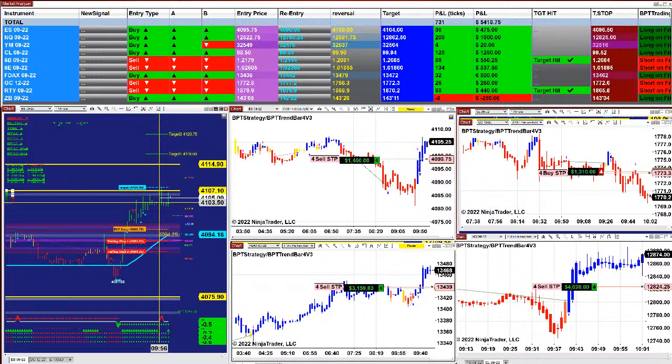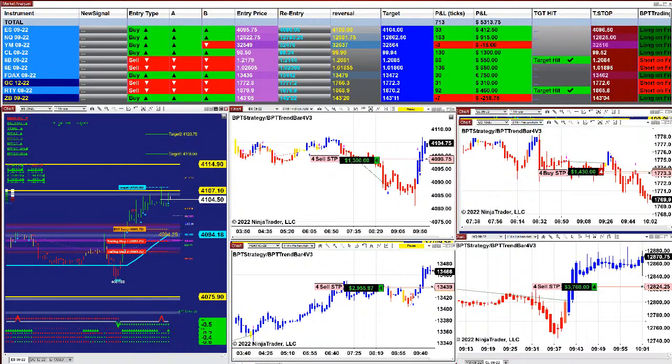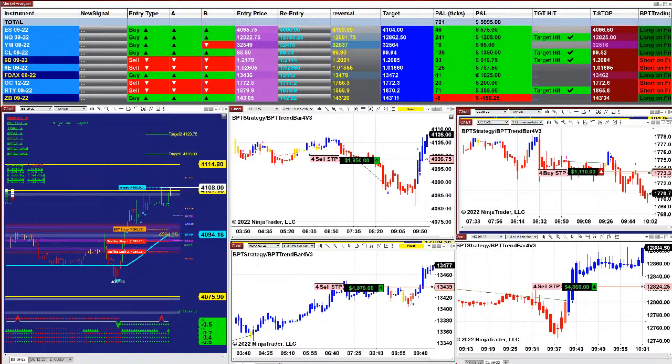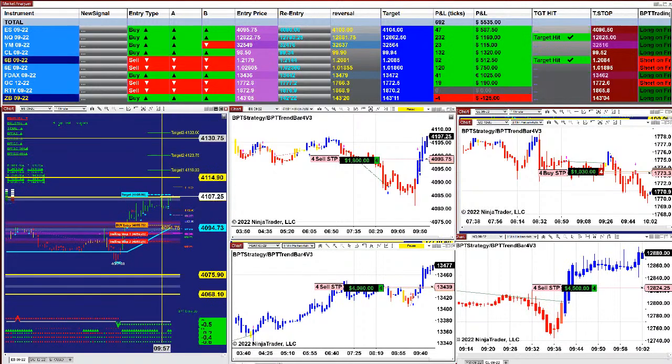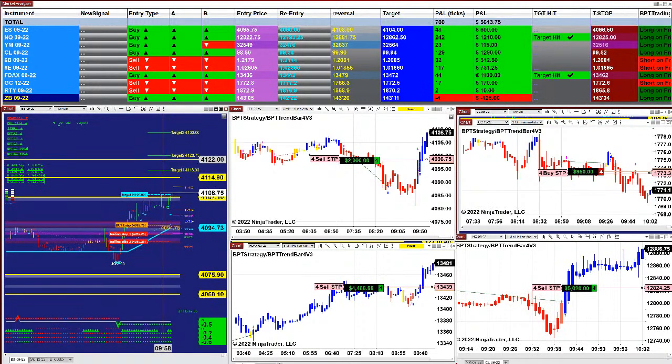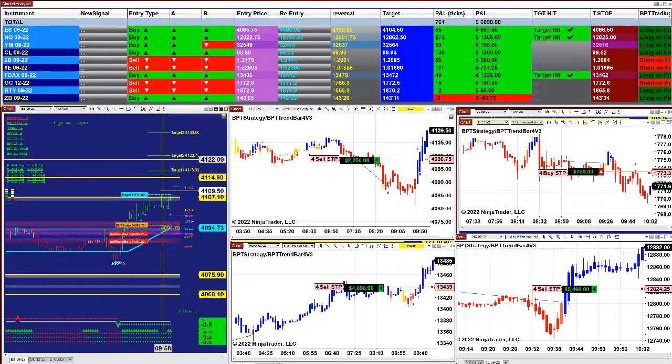We keep our eye on those. Okay, the ES broke that area. The market is strong. Then we have target 1, target 2. These are the targets for the morning session.